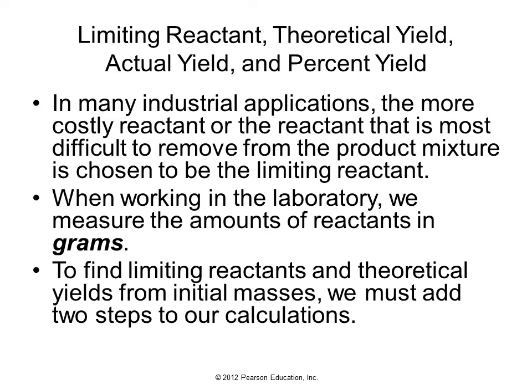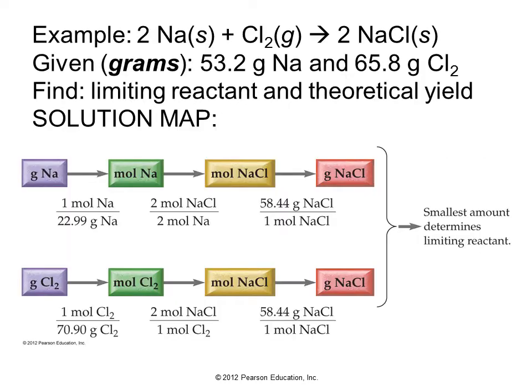In many industrial applications, the most costly reactant, or the reactant that is most difficult to remove from the product, is chosen to be the limiting reactant. When working in the laboratory, we measure the amounts of reactants in grams. To find the limiting reactants and theoretical yields from our initial masses, we must add 2 steps to our calculations.